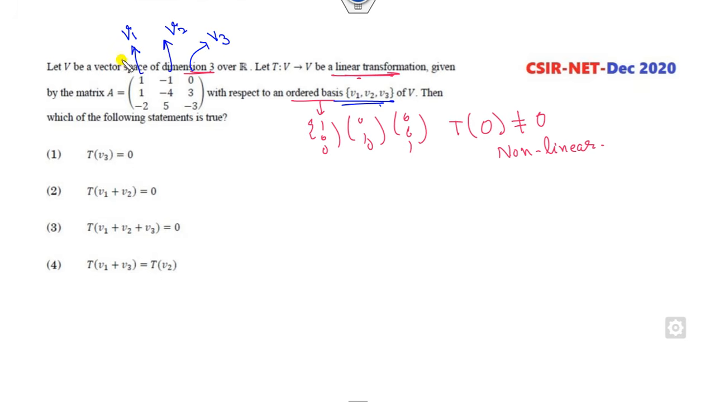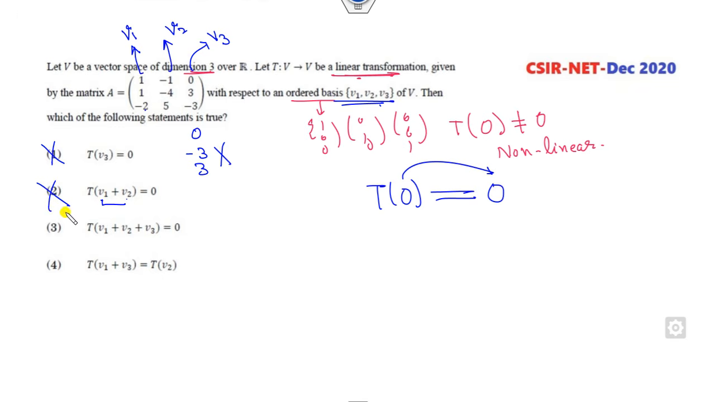Fine. So now you can see this is non-zero. So T of V is non-zero, because we all know the zero maps to zero. So V1 plus V2, is it 0? 0 minus 3, 3, which is non-zero. The sum of them, V1 plus V2 plus V3, is 0. So 0 maps to 0 is satisfied.